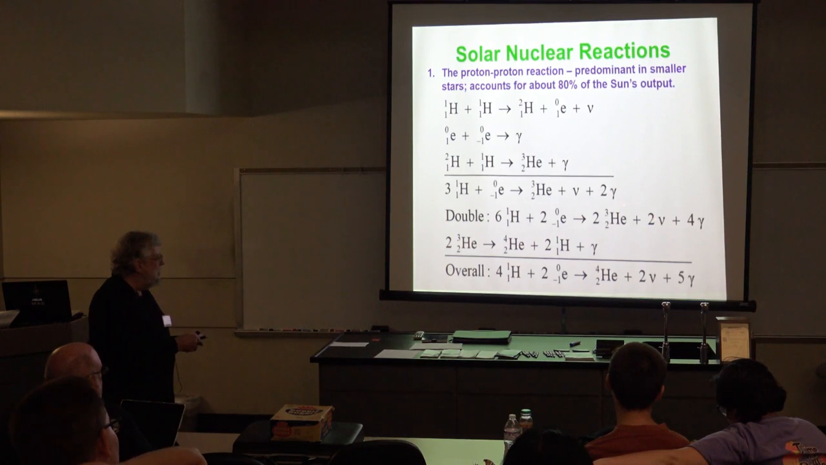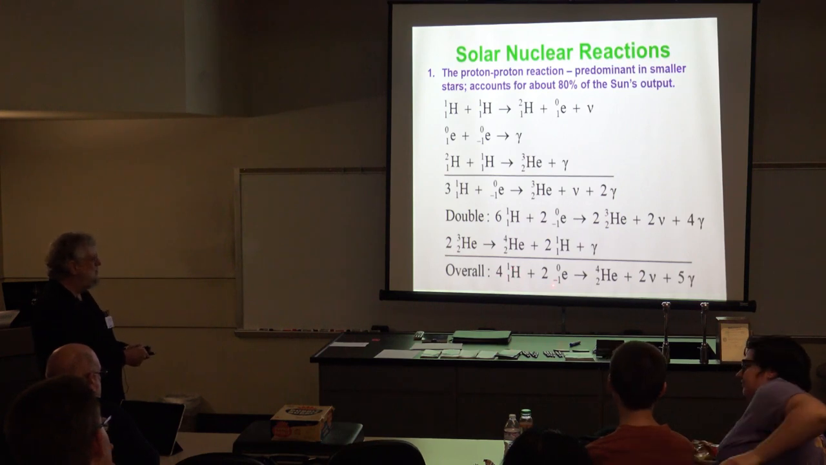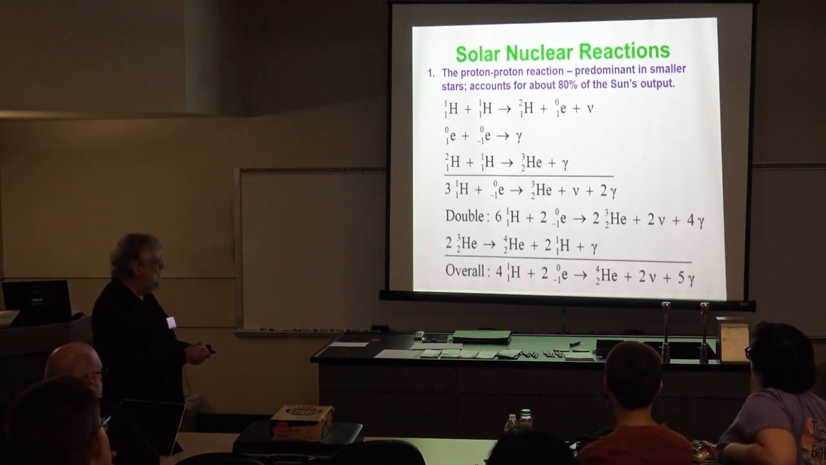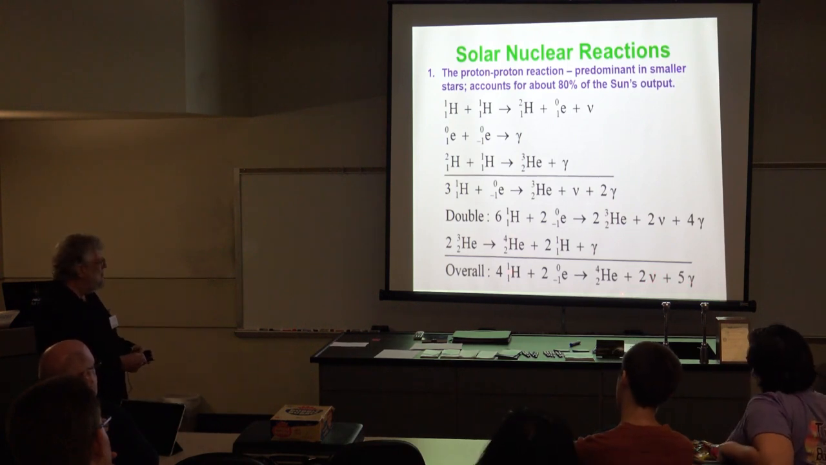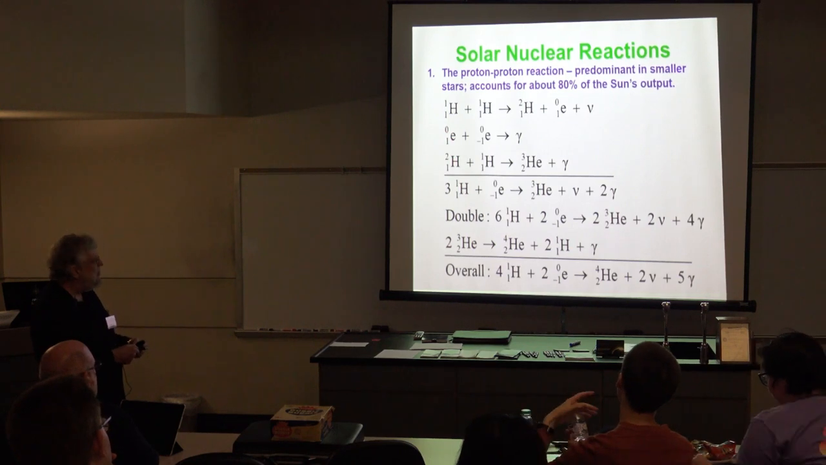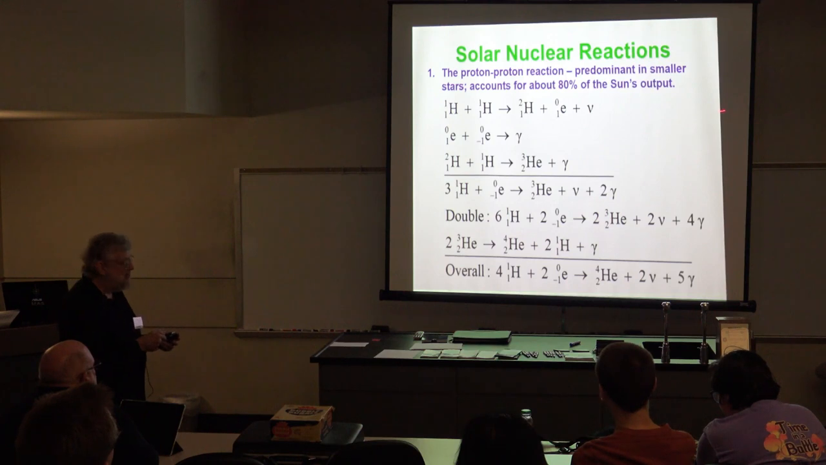Then, when we get the 2 light helium nuclei, they combine with each other to form a regular helium, and we get two protons back. So when we add this reaction with this one, then we get overall the four protons, two electrons, gives the helium nucleus, two neutrinos, and five gamma rays. So this is the overall reaction, and this is the mechanism for it. And this accounts for about 80% of the sun's output.